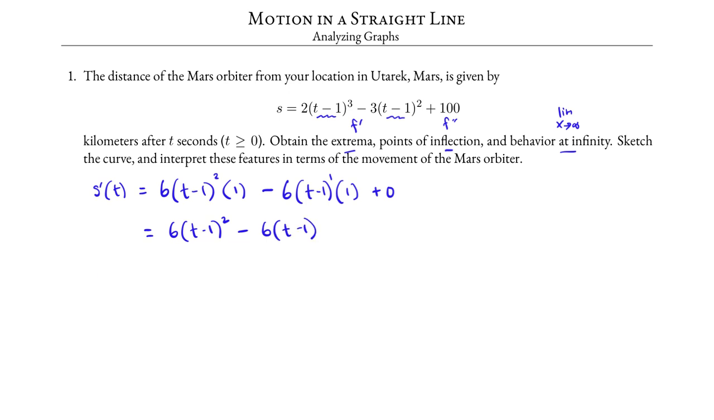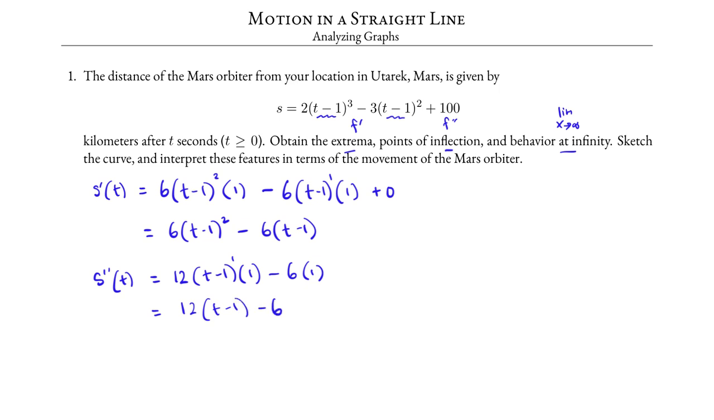For the second derivative, we use the chain rule and the power rule as well. For the first term, the derivative is 6 times 2, which is 12, times t minus 1, lower the power by 1, multiply by the derivative of the inside, which is 1, minus 6, since the derivative of t minus 1 is 1. And so the second derivative is 12 times (t minus 1) minus 6.